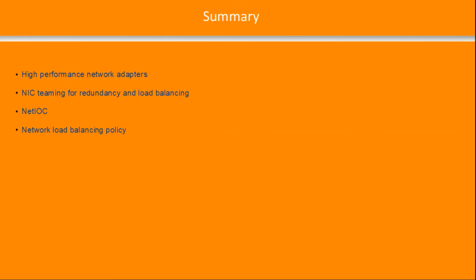To summarize, we looked at high performance network adapters like VMXNet 3. We looked at NIC teaming for redundancy and load balancing. We reviewed NetIOC and the different types of traffic flows and their share values. And we also looked at network load balancing policies and how to determine which one is best to choose for our use case. In the next video, video 8, we will review resource management from a resource pool perspective.